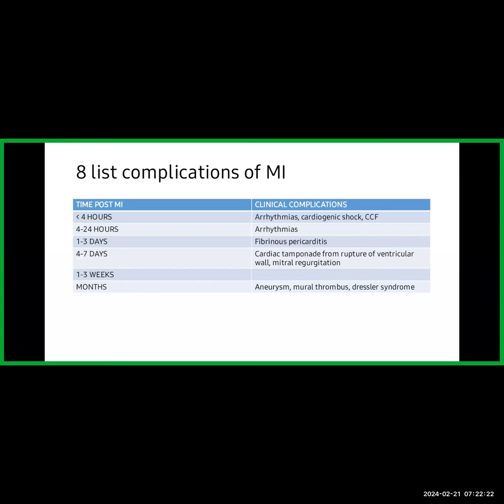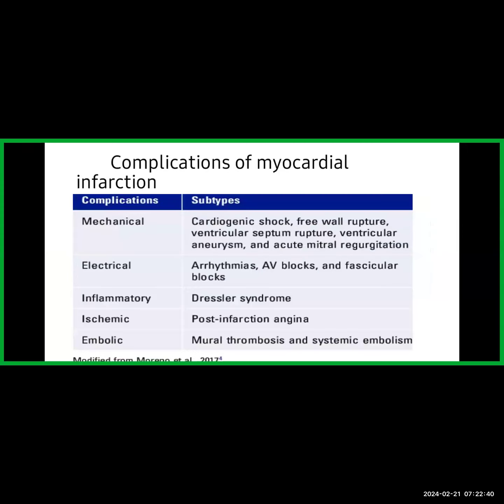That's the last question. The complications can be divided based on the duration of how they occur, or a pattern of occurrence, or the mechanism of their occurrence. So we can see arrhythmias and cardiogenic shock as early, and aneurysm, mural thrombus, and Dressler syndrome as some of the late ones that occur a few months after. And these are based on the mechanism. So it could be mechanical, electrical, inflammatory, ischemic, or embolic. So that's the end of the questions.